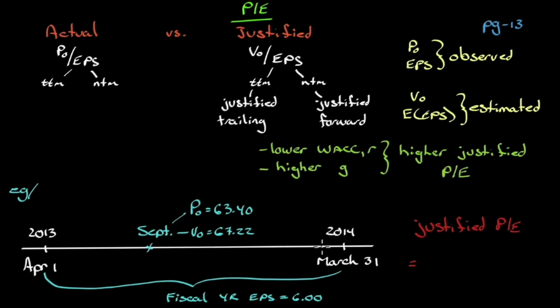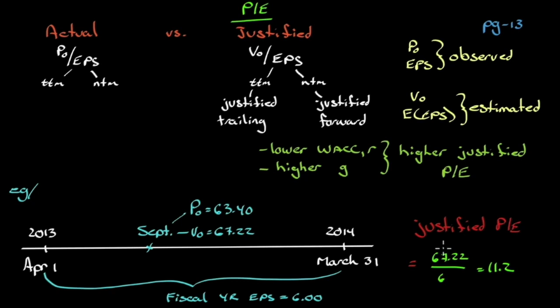Based on our analysis, what is a justified PE? A justified PE is just, well, if we're justifying a PE, it's justified on the fundamentals. It is the price we arrive at, V0, 67.22, divided by whatever our expected EPS is. And we expect it to be $6. So we divide that by 6, we get 11.2. If we had used price in the numerator, we're calculating an actual forward PE. If we're using the intrinsic value in the numerator, we're calculating a justified PE.